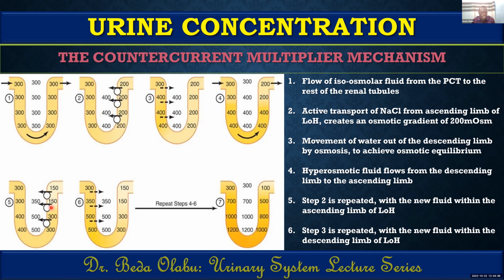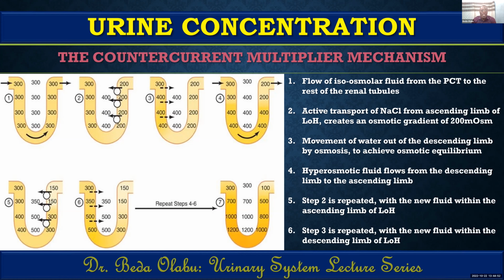Eventually, what happens is this, that the tip of the loop of Henle here will have very high osmolarity. And I told you that the maximum that it achieves is 1200 milliosmoles per liter. So this is the countercurrent multiplier mechanism. And why is it called so? Because as long as fluid is passing through the nephron, the osmolarity keeps on increasing, it multiplies. As long as there's fluid coming in, it multiplies. Why is it called countercurrent? Because there's movement in different directions.